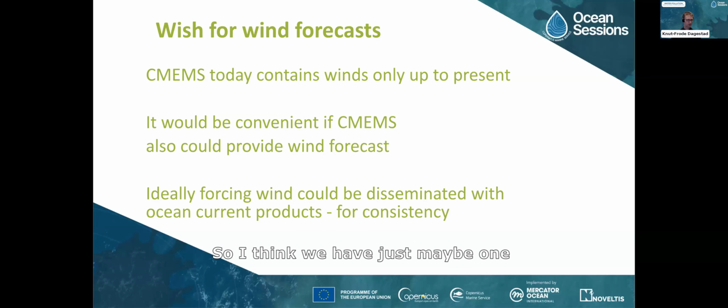So actually, I think we have just maybe one wish, because there are wind products, but only up to present. But for situations where there is a request for simulation from now on to the future, which is of course very relevant, it would be nice to have also the winds from Copernicus. And especially it would be nice if all the current ocean current products could contain the winds that were used for the forcing, because then we also have a consistent wind and current data set, and that's also a big advantage. So I think I heard some rumors that wind forecast will come to Copernicus, and I think that would be very much welcome.